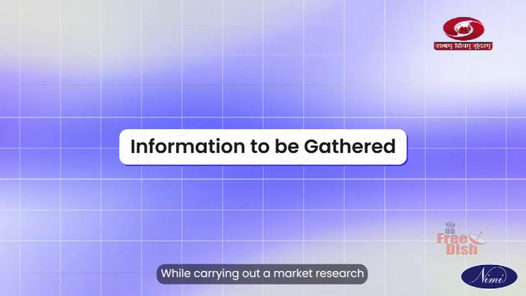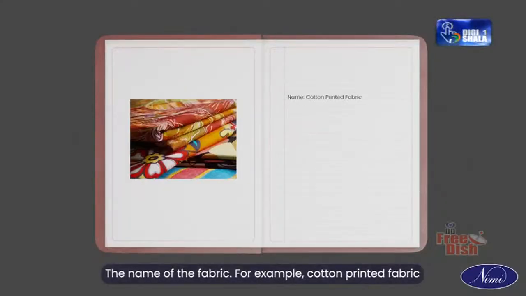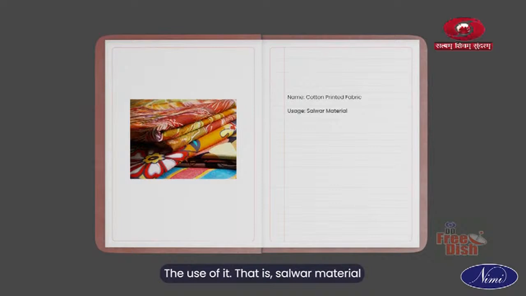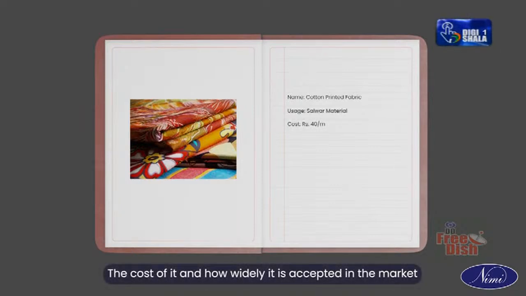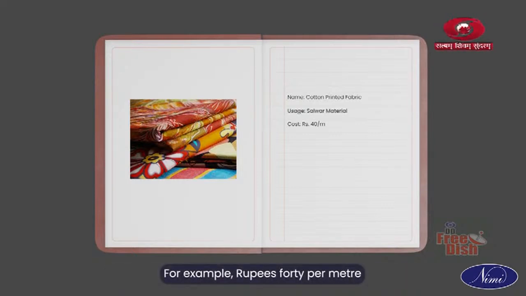While carrying out a market research, some of the information is to be gathered from the sellers. The name of the fabric, for example, cotton printed fabric, the use of it, that is, salwar material, the cost of it, and how widely it is accepted in the market. For example, Rs 40 per meter.